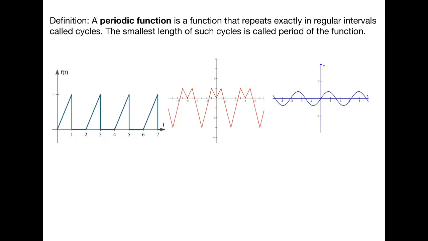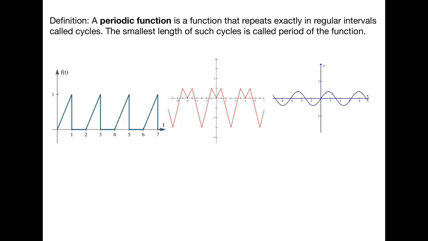Let's look at the first one. The function starts here, goes like this, comes down, and then goes like this, and then the same pattern repeats itself. After 2, again, you will see the same thing repeating. And this goes on forever. This is an example of a periodic function. In this case, the cycle that it is repeating is this cycle. That's the first one, that's another one, that's another one, and so on.